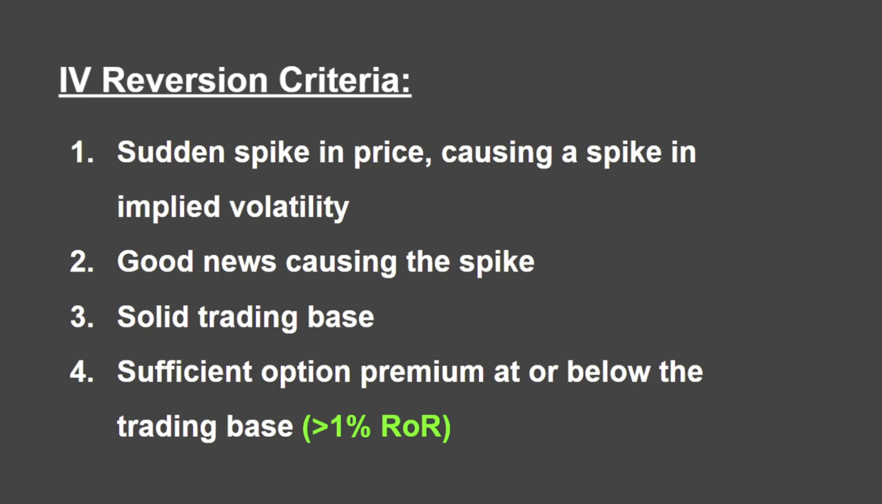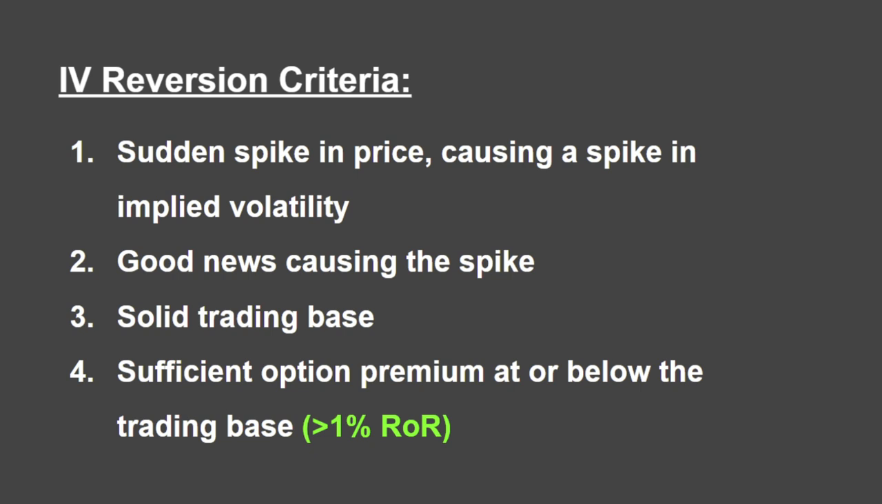And one important thing to note is that while we do have four criteria outlined here, you don't necessarily need to hit all four to have a perfect IV reversion trade. Yes, it's awesome if you're able to hit all four. I think it's a home run trade if you hit all four, but I think you could still hit three out of the four and have a really, really solid setup.